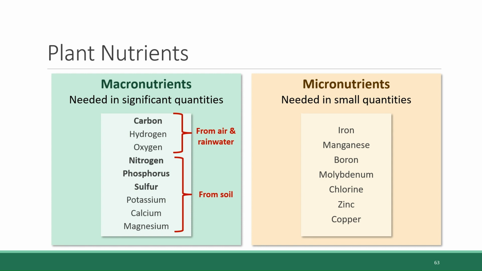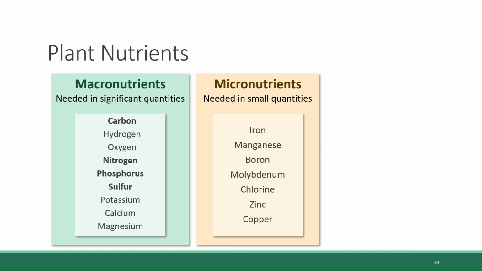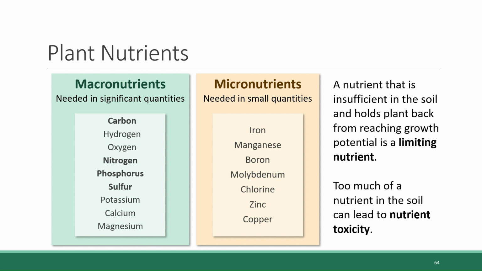Regardless of whether we are talking about macronutrients or micronutrients, it is possible for a plant to have too little of a nutrient or too much. A nutrient that is found in insufficient levels in the soil and is therefore holding the plant back from reaching its full growth potential is called a limiting nutrient. As we mentioned previously, in many soils, nitrogen is the limiting nutrient, and that's why it's such a prevalent basis for chemical fertilizers. Phosphorus is also a common limiting nutrient in tropical regions and another common fertilizer ingredient.